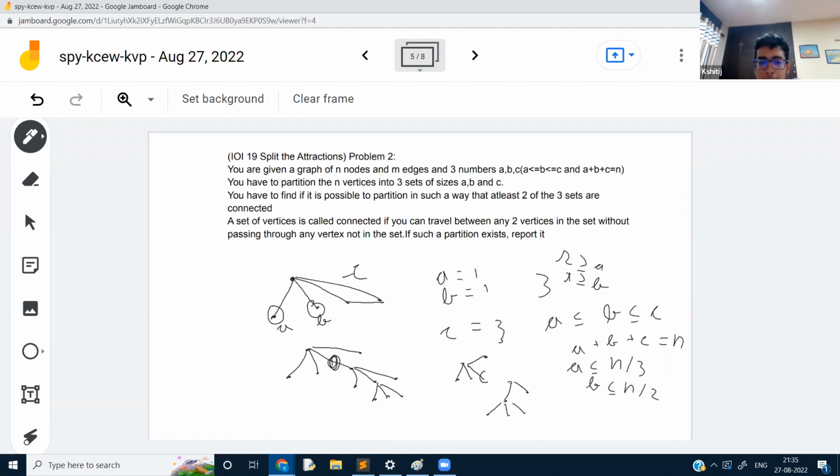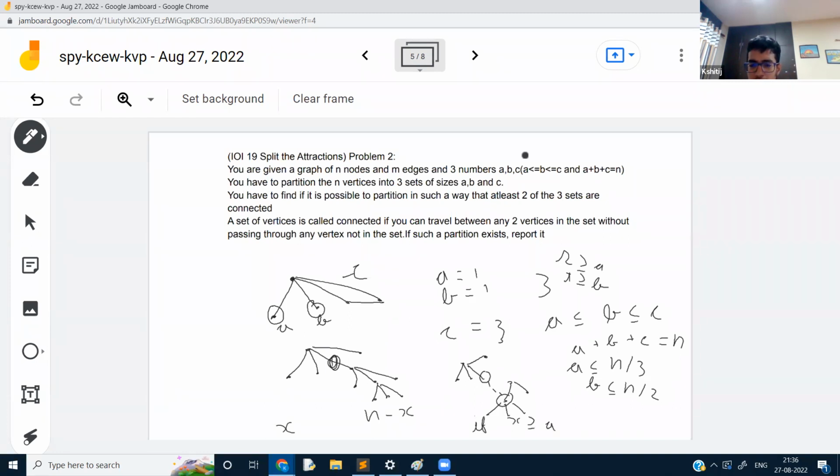Let this be the pair of nodes which are closest in the tree by distance, and let these be the edges. So all these edges lie on the path between the closest pair of nodes. Now if there is an edge such that the subtree size is x, and the remaining tree has size n minus x.